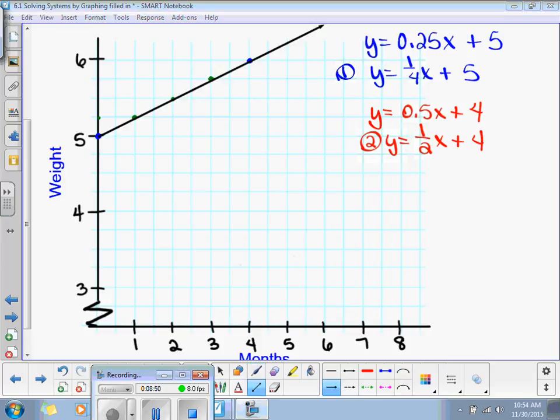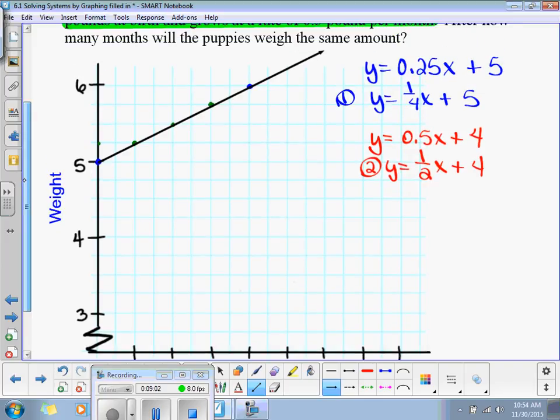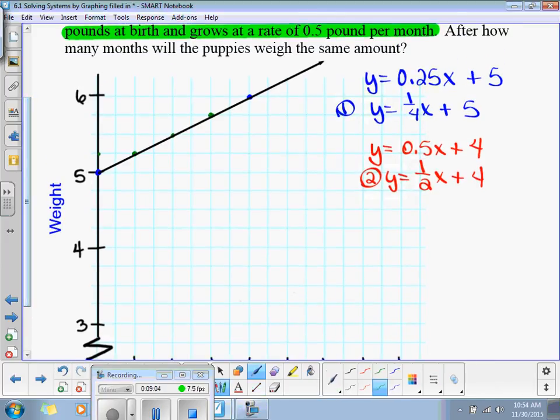Let me ask you this. Are we going to put the arrows on both sides of the line? No. Why? Because it was 5 pounds at birth and it can't go less. It's not going to go less than the 5 pounds. Theoretically, the puppy's going to keep on growing, right? So it's only going to go in the positive direction. Everybody good?